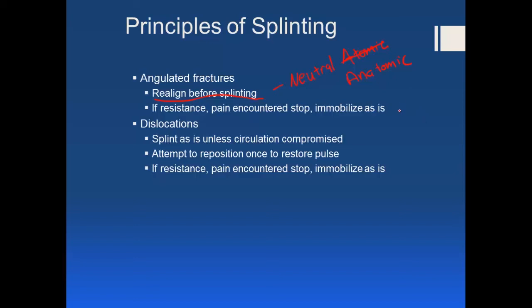If resistance or pain is encountered, stop and immobilize it as is. And you may have to get creative with this. For dislocations, you're going to splint as is unless circulation is compromised. You can reposition it once to try and restore the pulse, but if resistance or pain is encountered, then stop and immobilize it as is. And that's it for musculoskeletal injuries. We're going to get plenty of bandaging and splinting practice, so bring any questions with you to class.